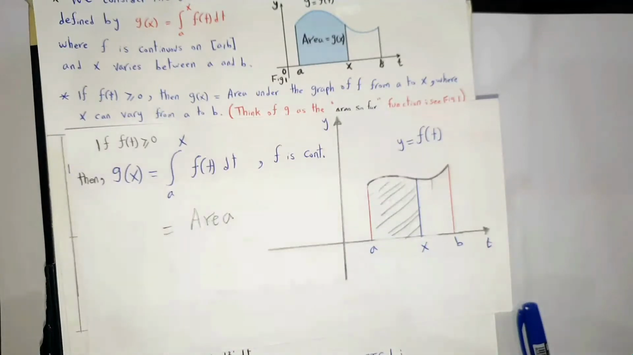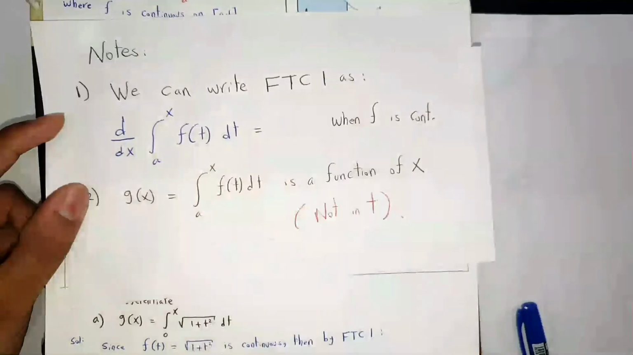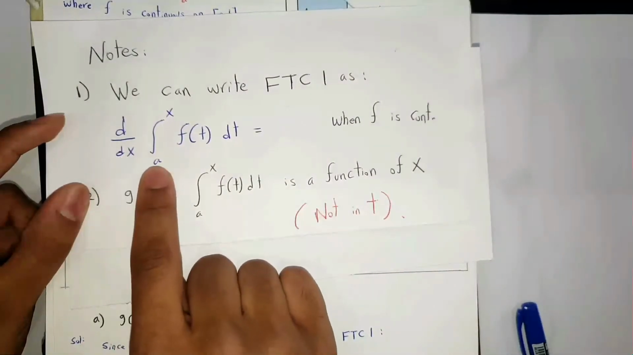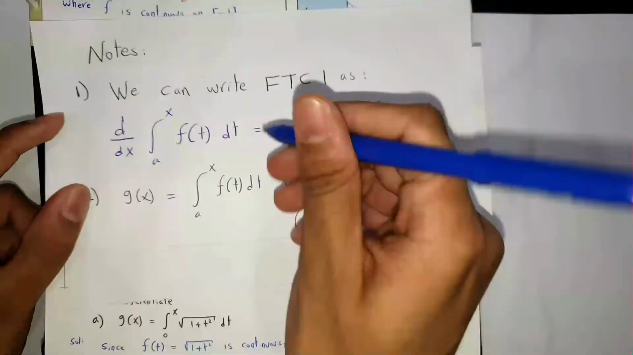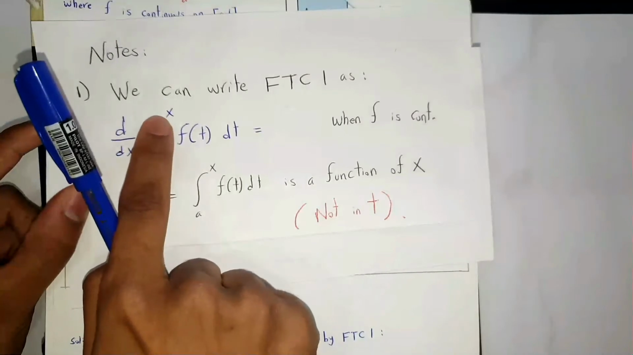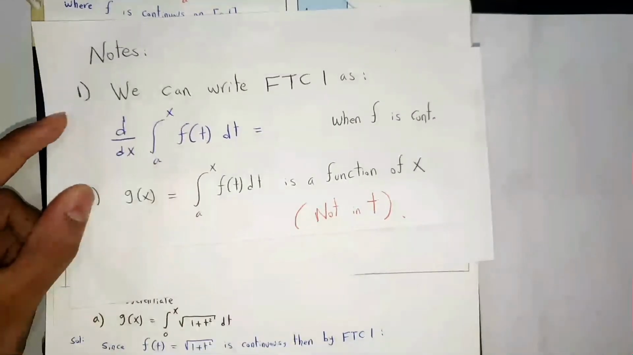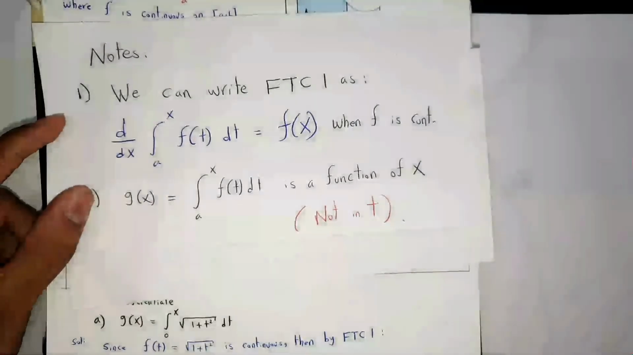I summarize my result here in some notes. Number 1, we can write FTC1 as d by dx of the integral from a to x of f of t dt, when f is continuous, as what? The derivative will kill the integral, as I said. Then you just put this x instead of this t. So the answer will be f of x only.